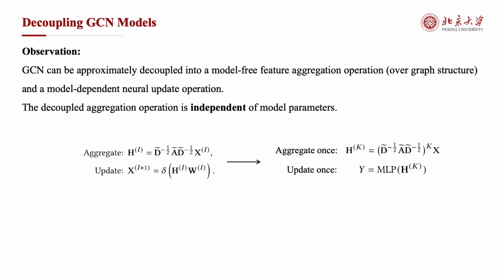GCN. GCN can be approximately decoupled into a model-free feature aggregation operation and a model-dependent neural update operation. Note that the decoupled aggregation operation is independent of model parameters and can be viewed as a pre-processing process.